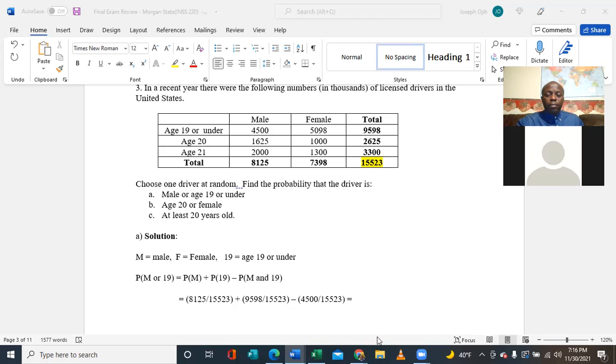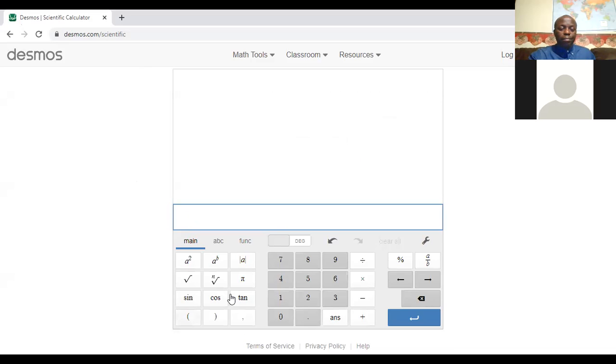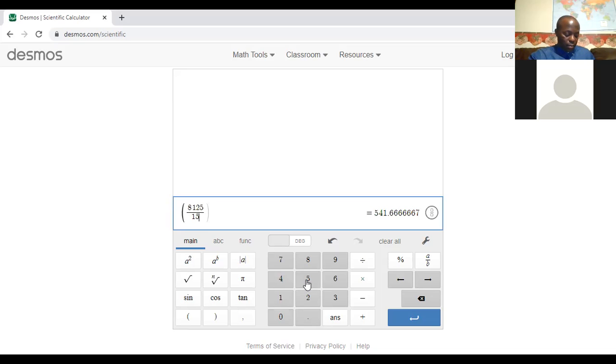So we look at our calculator right here. We have it in this form: 8125 divided by 15,523, plus 9598 over 15,523, minus 4,500 divided by 15,523.